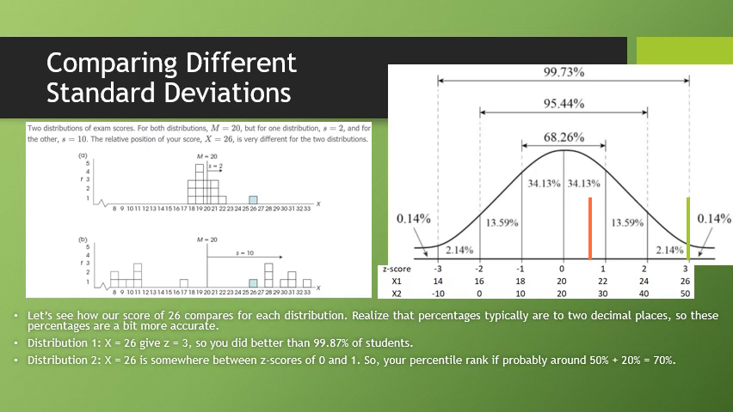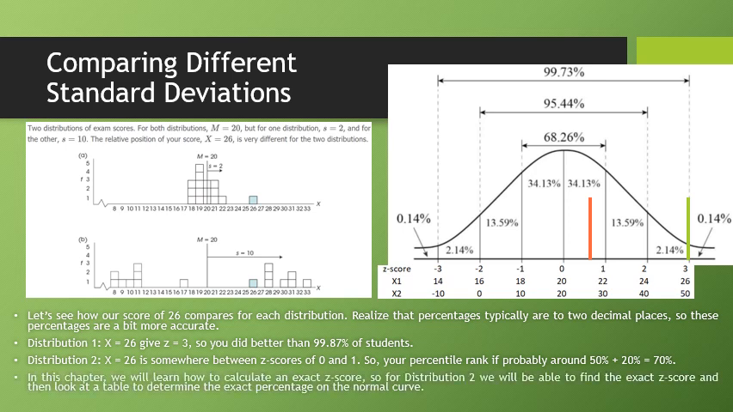So now we can see where a score of 26 is on this new number line. Well, it's halfway between a z-score of 0 and 1. So you're going to draw a line somewhere in there. And so your percentile rank is probably around, well, you know, the first half of the curve is 50%, and then you're in the middle of the second one. So I'd say instead of the full 34%, I might guess it's around 20% of that 34%. So I might say that we're at about 70% would be your score on this particular test.